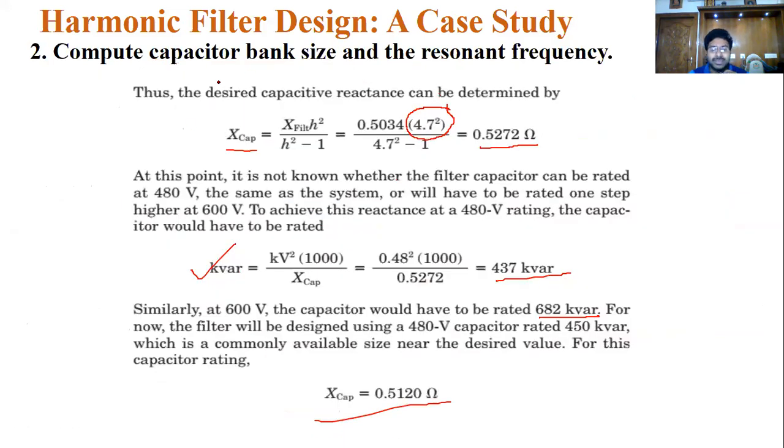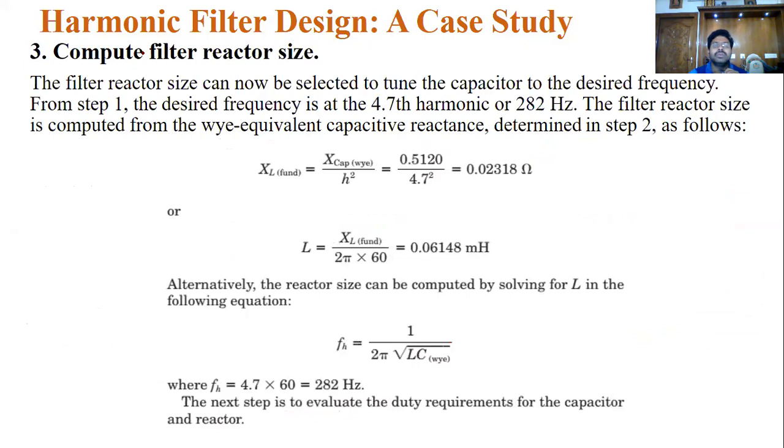So you are calculating the capacitance value, and this is a very simple way. Okay. Now what is the third point here? A very important point. Compute the filter reactor size, nothing but the XL value. The reactor means the inductance value is also required. Definitely you want the inductance value also. The filter reactor size can be selected to tune the capacitor to the resonant frequency.